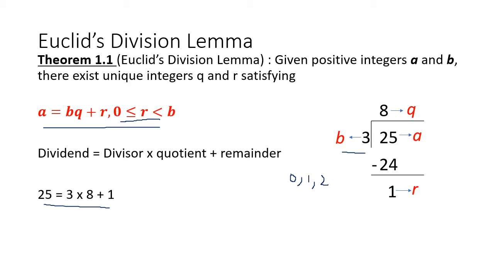Now we are going to make use of these numbers and represent various real numbers in different forms. Please remember this form: a is equal to bq plus r. Any real number can be represented in this form. Is it clear? So now let us move further.